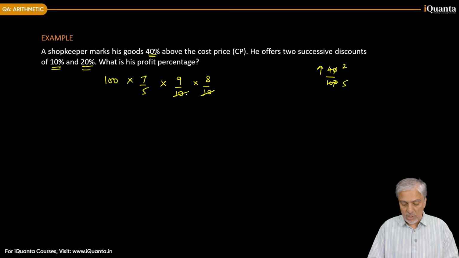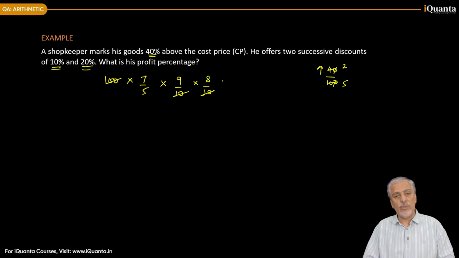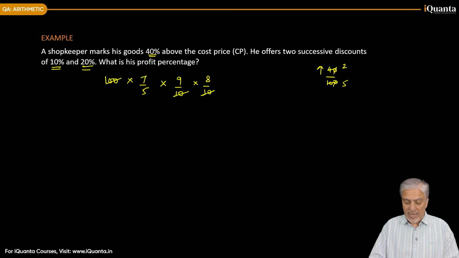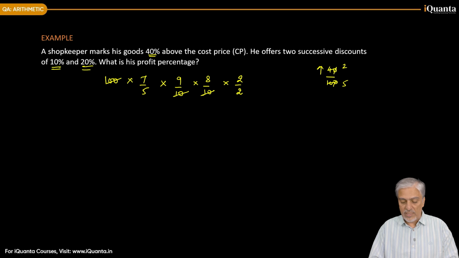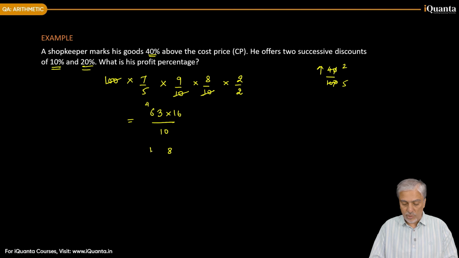So these two zeros cut out with the 100. We are left with 7 into 9 into 8 upon 5. I can multiply by 2 upon 2 just to make my denominator 10. So 63 into 16 upon 10. Right? 7 nines are 63, into 16 upon 10. 16 threes are 48, 4 carry. 16 sixes are 96, 96 plus 4 is 100.